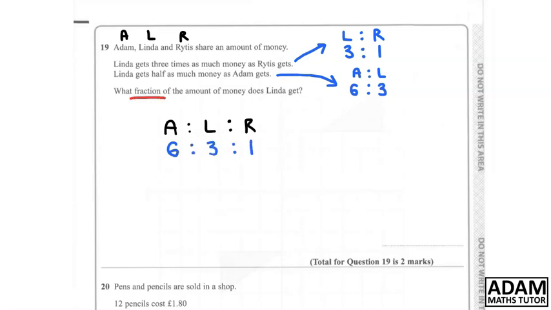Now I'll be able to write it as a fraction of the total amount. So I know that there's a total of 10, and I'm looking for the amount that Linda gets, which is 3 of those parts, so 3 out of 10.